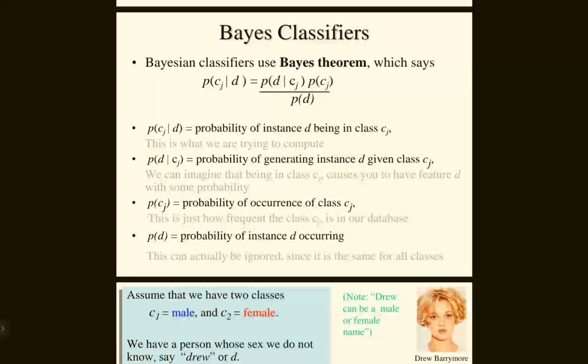So what is the value of the probability of C of J, meaning the probability of occurrence of class C of J? This is just how frequent the class C of J is in our database. So we have to calculate the probability of C of J given D, a conditional probability, equal to the probability of D given Cj times the probability of C, where C is represented as a class name and D is the instance that we need to calculate.